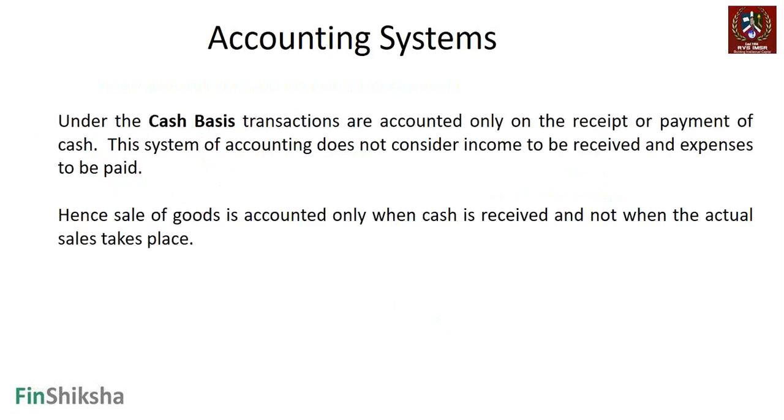Now, under the cash basis, transactions are only accounted on the receipt or payment of cash. So unless you have received cash, or you have made a payment of cash, you will not account for the transaction. The system of accounting usually does not consider income to be received or expenses to be paid. So whatever is in or out in terms of cash is what is accounted for. Whatever is supposed to come in, or is supposed to be paid, is not accounted here.